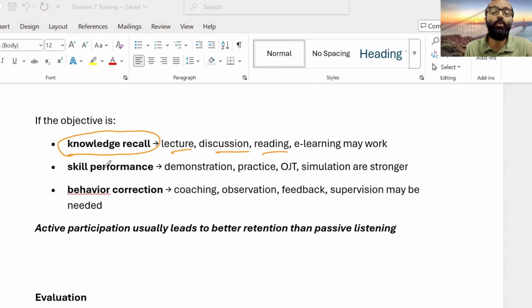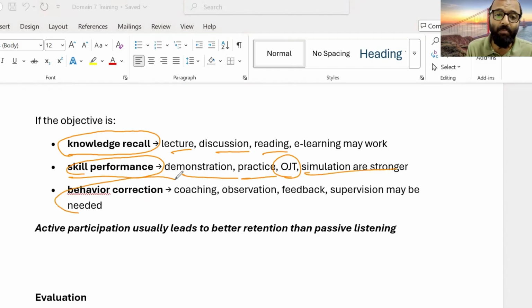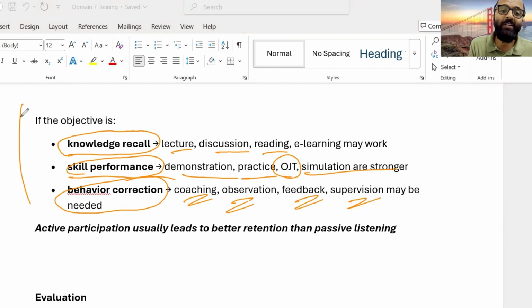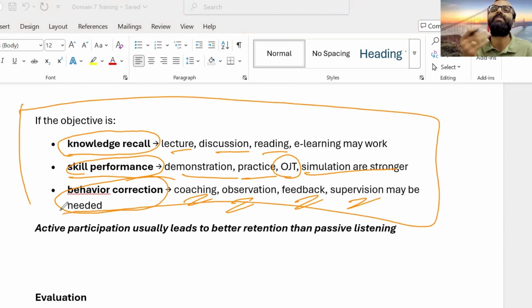If you want to improve skill, you give demonstration, on-job training, practice, simulations, etc. If you want to make some kind of behavioral change, like BBS training, then it should be coaching, observation, feedback, supervision, etc. So after understanding the objective, you have to give the training. If you have to explain an OSHA fact, give a lecture. If you want to change the behavior, then give coaching, reinforcement, feedback. Explain to them, see, what you did was wrong, you have to do it this way. That is coaching. For skill performance, show the demonstration.